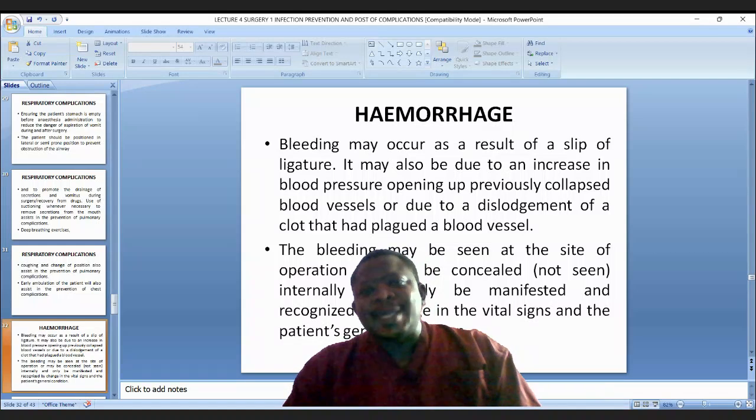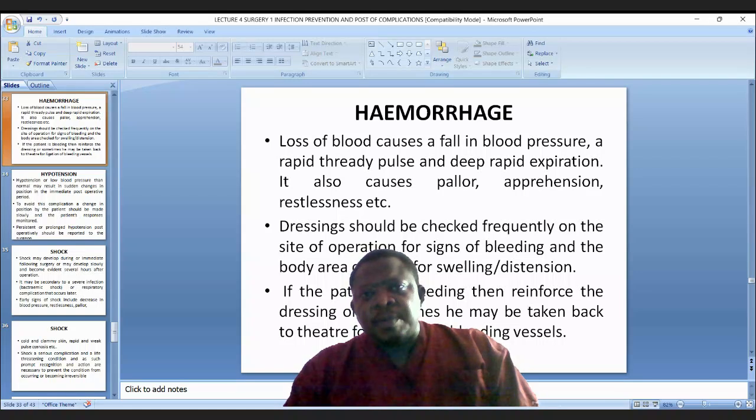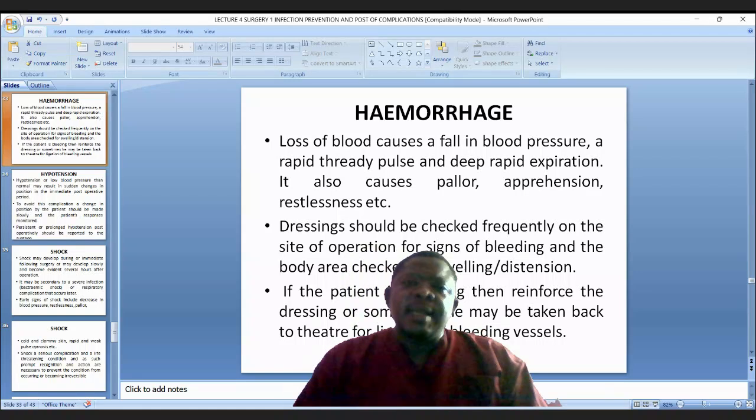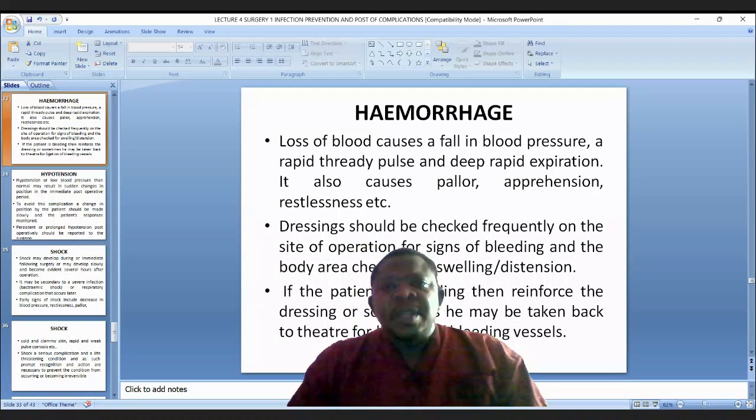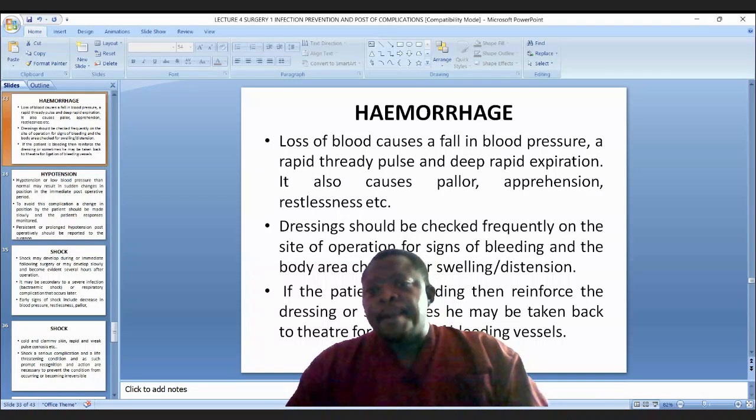The other complication within the cardiovascular system is hypotension. So there is hemorrhage and there is also hypotension. Hypotension, where we are looking at lower than normal blood pressure, may result from sudden changes in position in the immediate postoperative period. To avoid this complication, a change in position of the patient should be made slowly and the patient's response monitored. Resistant or prolonged hypotension postoperatively should be reported to the surgeon.